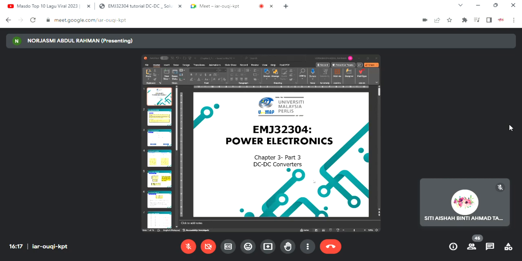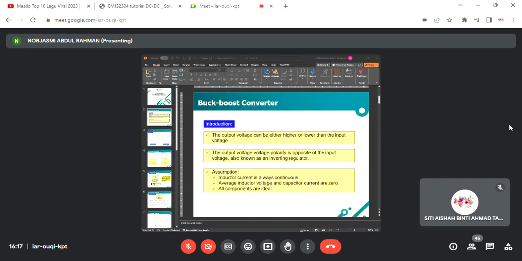Okay, so the third part of the DC to DC converter is the buck boost converter. We call it a buck boost converter. Why is it a buck boost converter? For a buck converter, the output voltage is going to be less than the input voltage. And for the boost converter, the output voltage will always be more than the input voltage. So to compensate for this type of requirement, where you can either boost or buck, a new converter is introduced and we call it a buck boost converter.